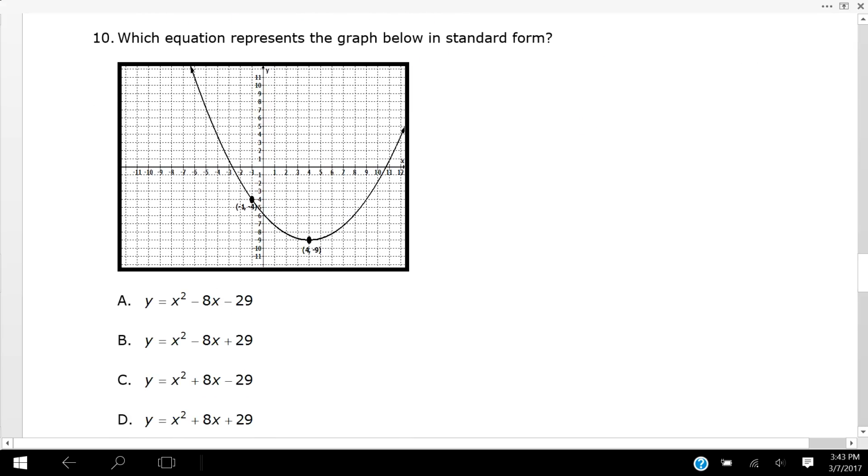Okay, let's do number 10. They gave me the vertex. They gave me an x and a y value. So I'm going to work that out.